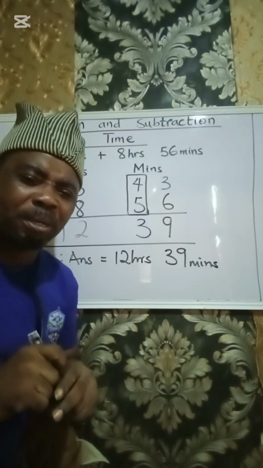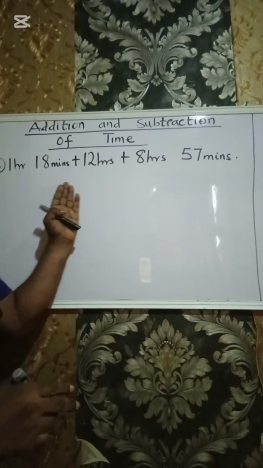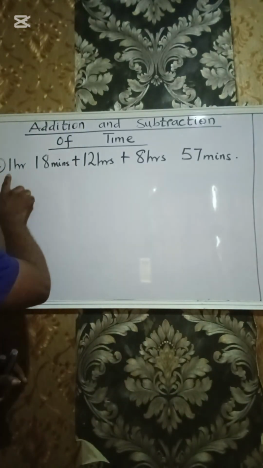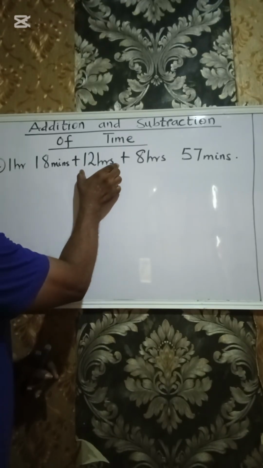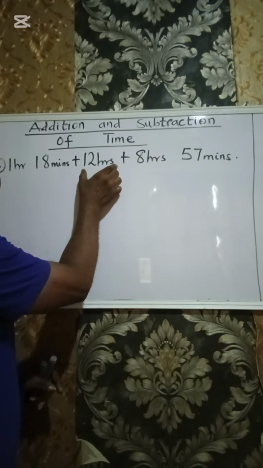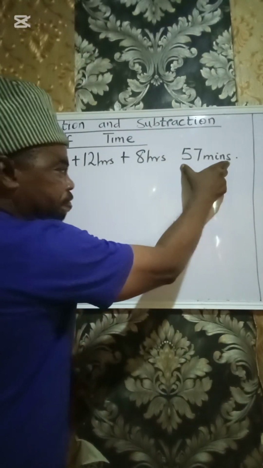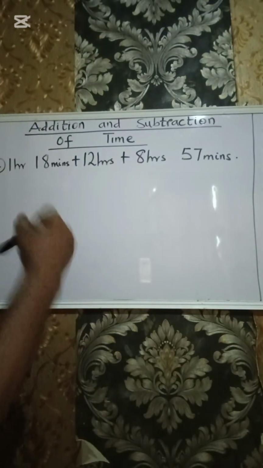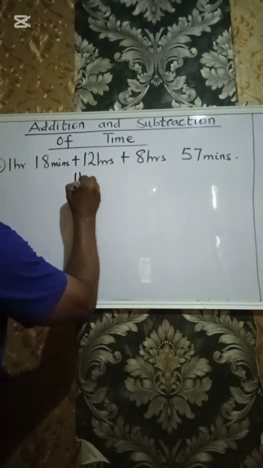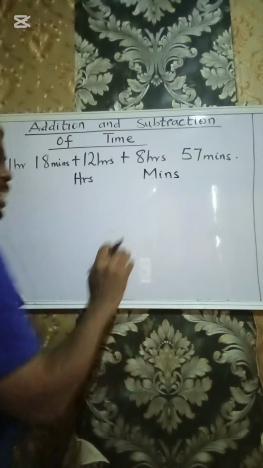More examples are coming. Let us see it. Yes, this is another simple one. Here, number 2, we have 1 hour 18 minutes plus 12 hours. It means it has no minutes. 12 hours plus 8 hours 57 minutes. Pay attention. Now, we do our hours and minutes very neatly.